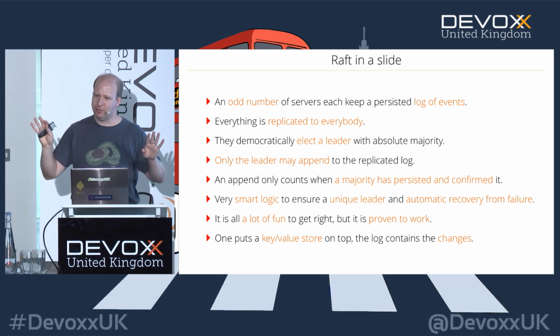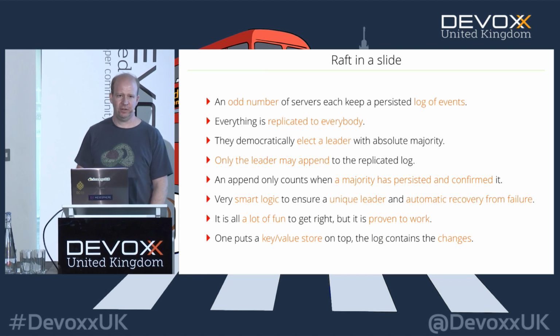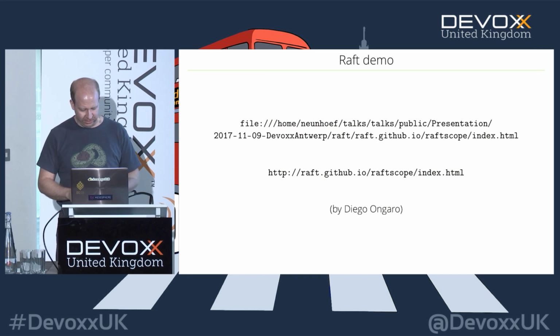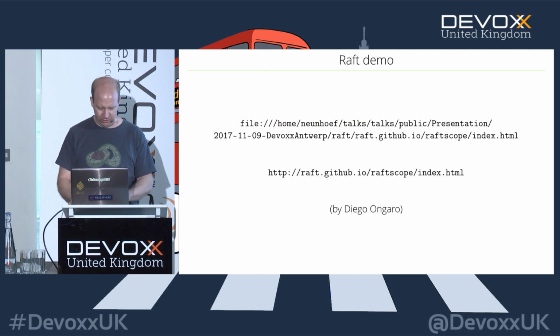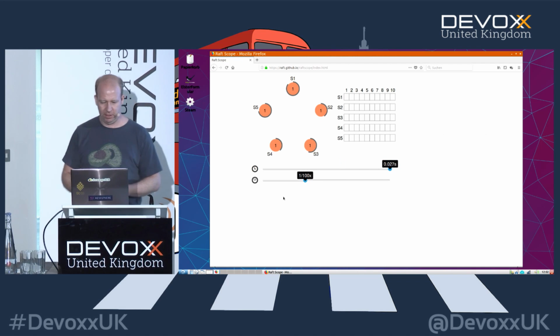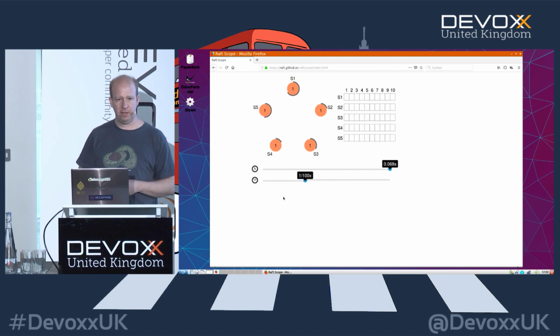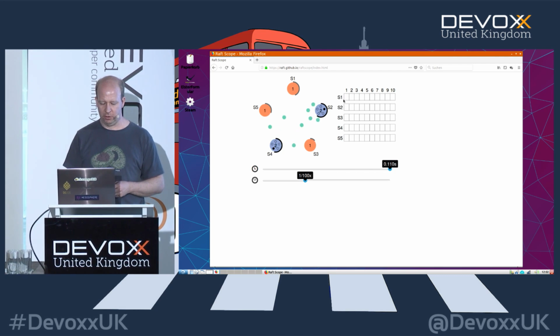And so there's a lot of stuff to get right, and surely I cannot really explain all this in one slide. However, there's a very nice demo by the actual inventor of Raft, Diego Ongaro, and so I shamelessly steal this here just to show you the idea. Here's 5 servers, an odd number. So far, none is the leader, and here you see the 5 copies of the replicated log.